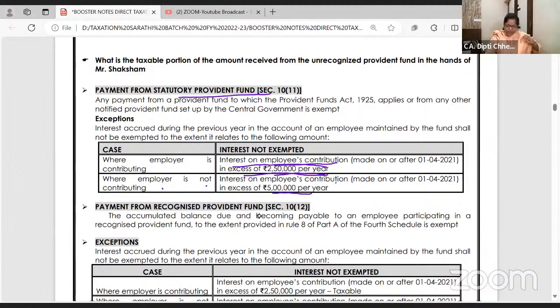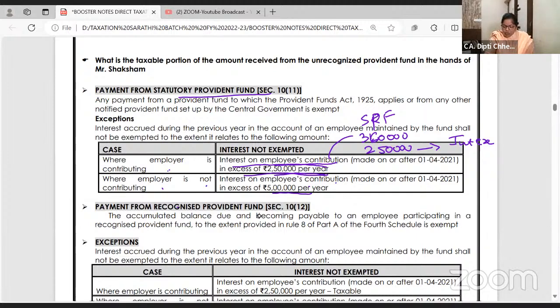Chalo, we'll assume that the employer is contributing. Still, the employee has put 3 lakh in the SPF. How much has the employee put in PF this year? Say 30,000 per month, so 3,60,000. Who has put it? The employee. Is the employer also contributing? Yes. Then whatever is the contribution of the employee up to 2,50,000, its interest will be exempt. Ma'am, just now you said statutory provident fund, whole interest is exempt.